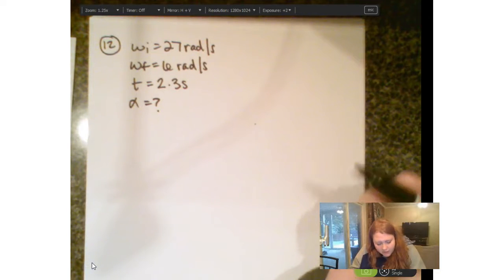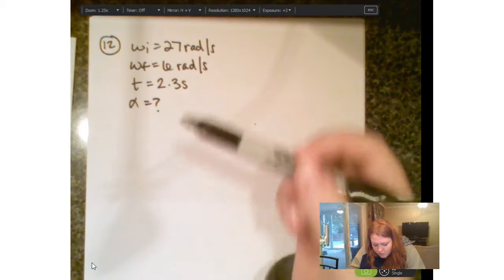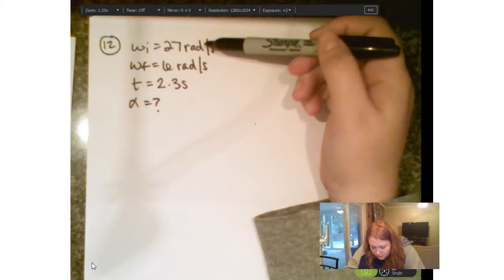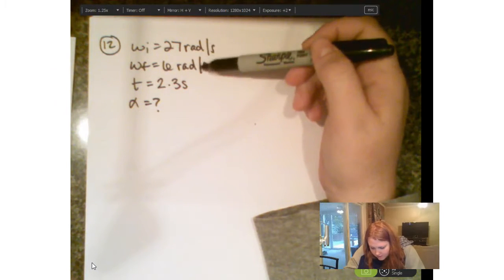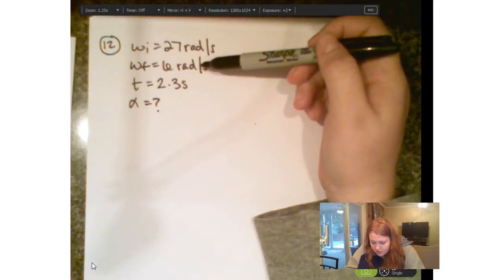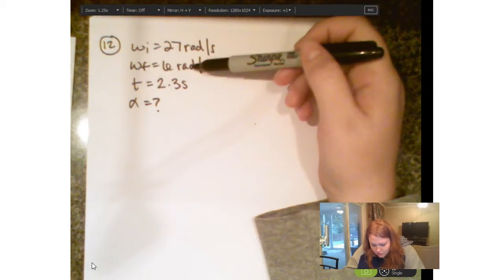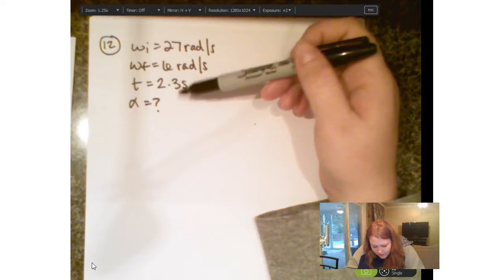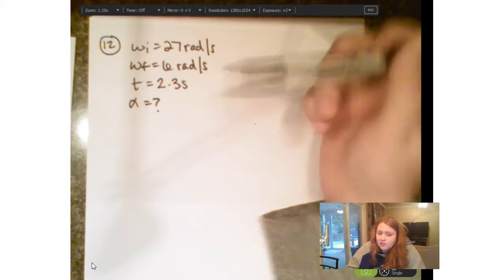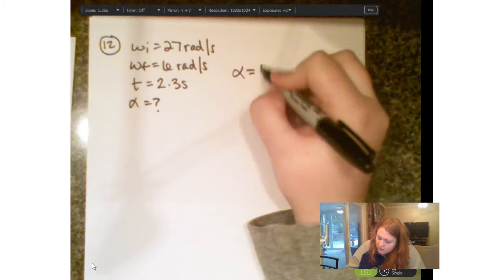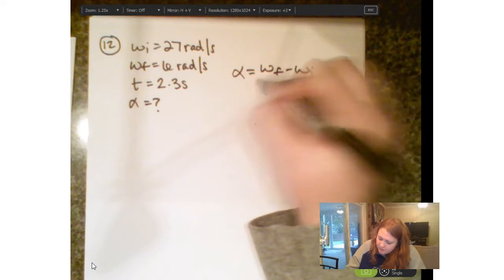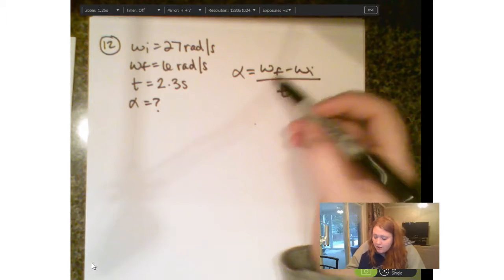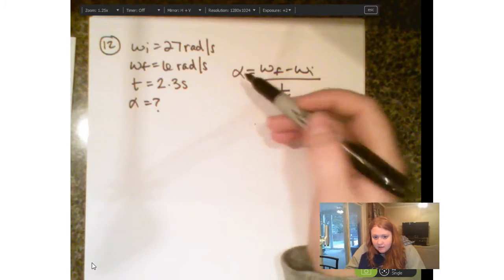Okay, number 12, I went ahead and did the same thing. I looked at our problem and it says suppose you have something spinning at 27 radians per second and then it goes to 6 radians per second. And so there's our initial and final omegas. And then it says it does that over a period of 2.3 seconds and find your acceleration. Again, we can use this equation. Please don't get these out of order. It will mess with the sign of your answer.